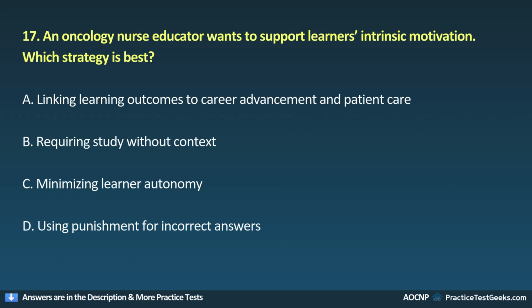17. An oncology nurse educator wants to support learners' intrinsic motivation. Which strategy is best? A. Linking learning outcomes to career advancement and patient care. B. Requiring study without context. C. Minimizing learner autonomy. D. Using punishment for incorrect answers.